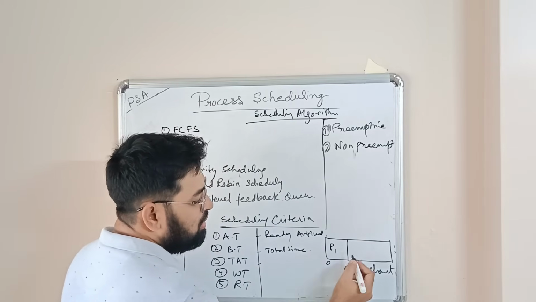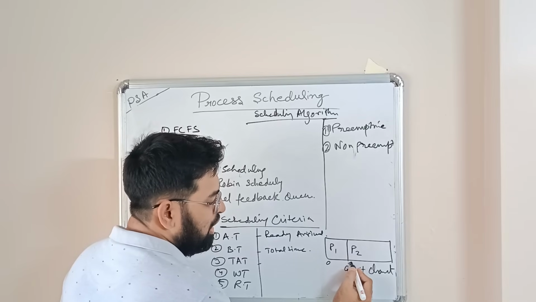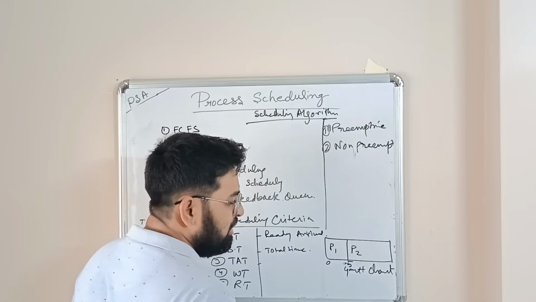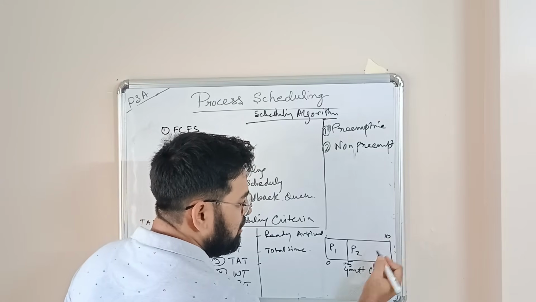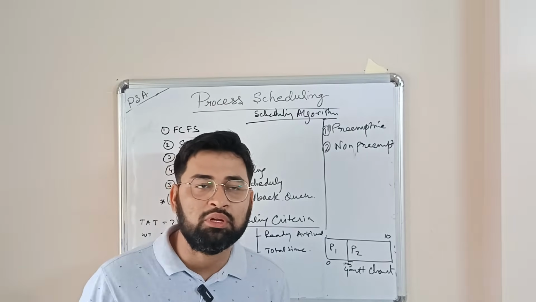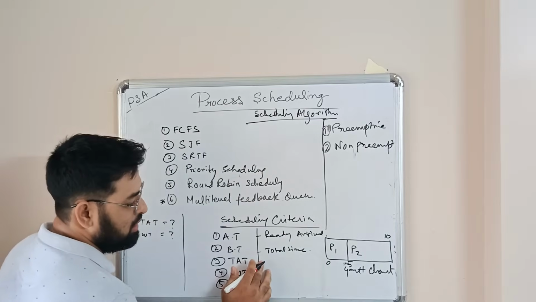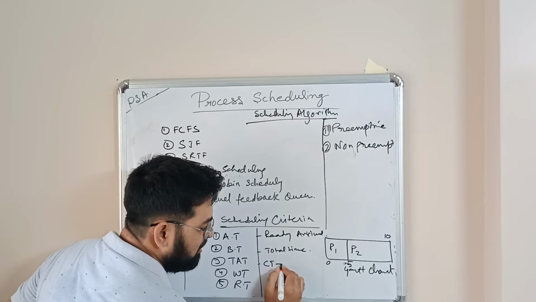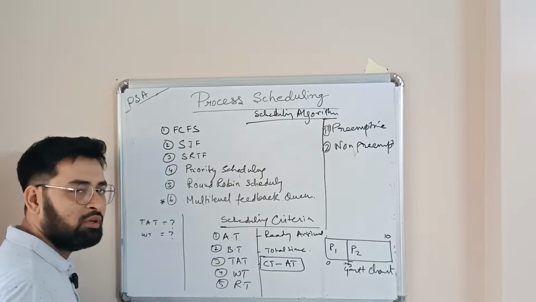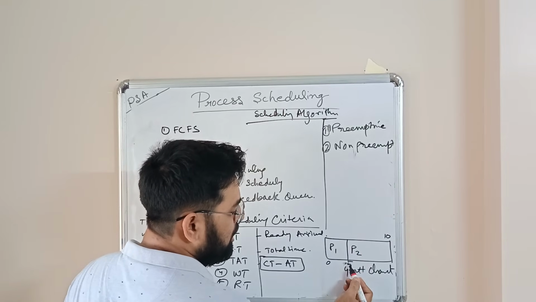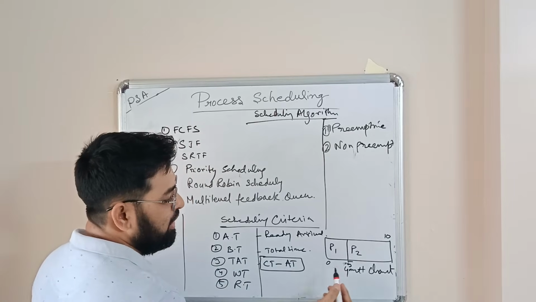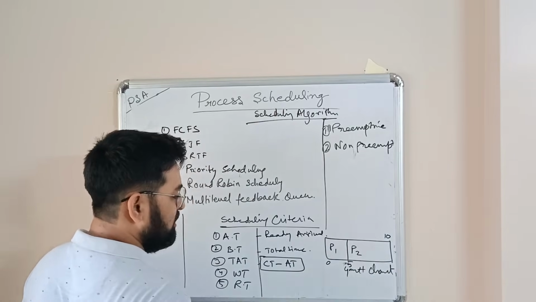Turnaround time means what? The next process, P2, came at 5 and completed at 10. That total is called turnaround time. The formula for turnaround time is completion time minus arrival time. You can get the turnaround time for P2: P2 came at 5 and completed at 10, so 10 minus 5.